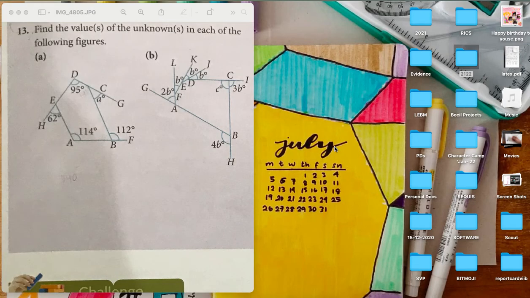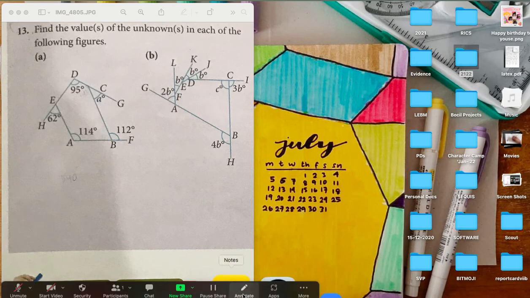Okay, next is number 13. Find the values of the unknowns in each of the following figures. Similar, but now it is not triangle only, not quadrilateral only, but a more than 4-sided shape. And we've got a polygon here. And we need to find the value of the unknown. So I found A here, and then there are B's there. So I need to find the value of B. So there we go.